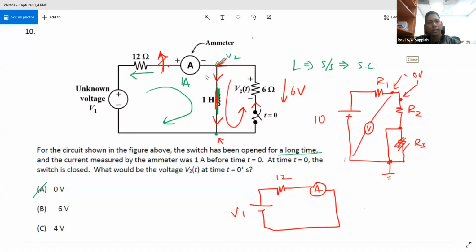Basically, when the switch at the top is open, and the switch over at the right is closed, you are now creating a pathway in this direction, in the anti-clockwise direction. Because the current through the inductor was going downwards, correct?